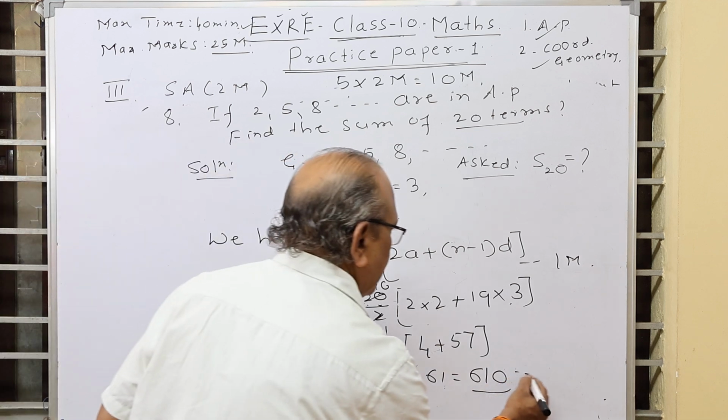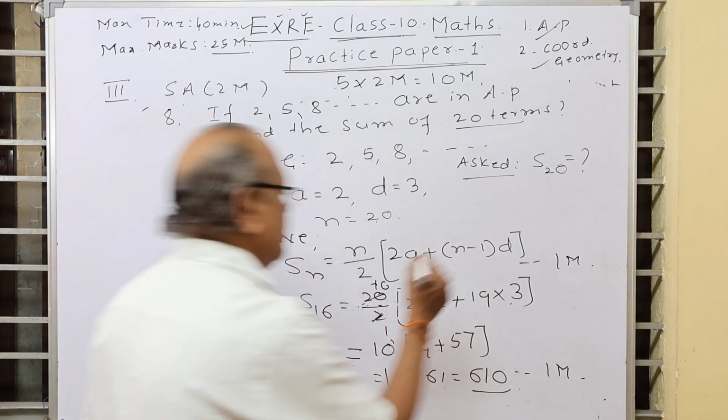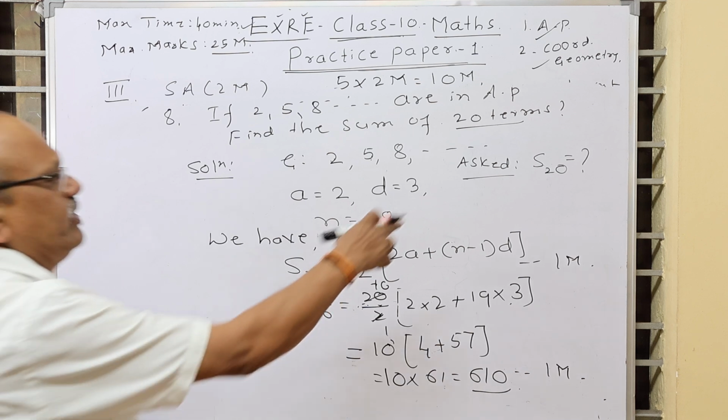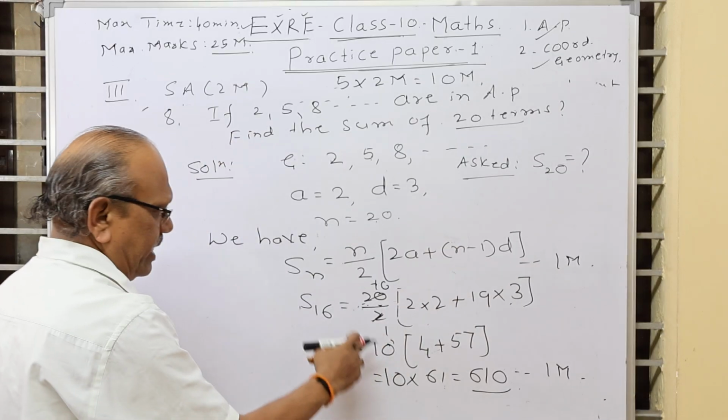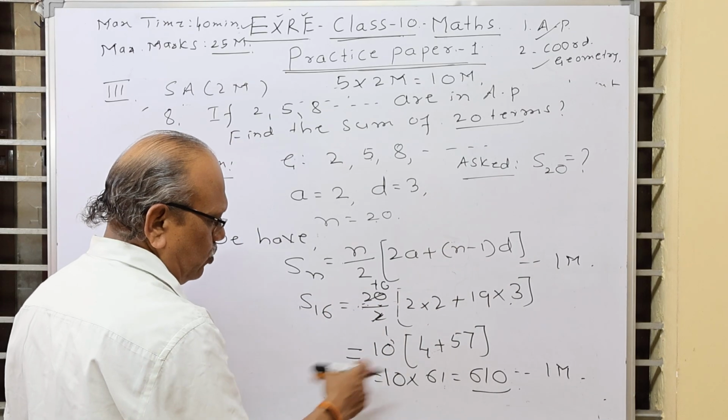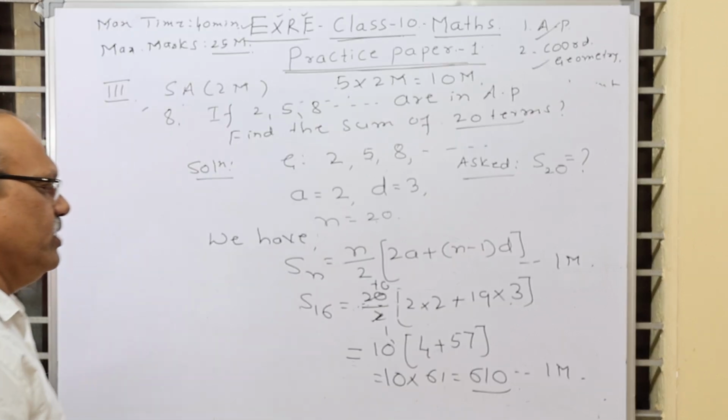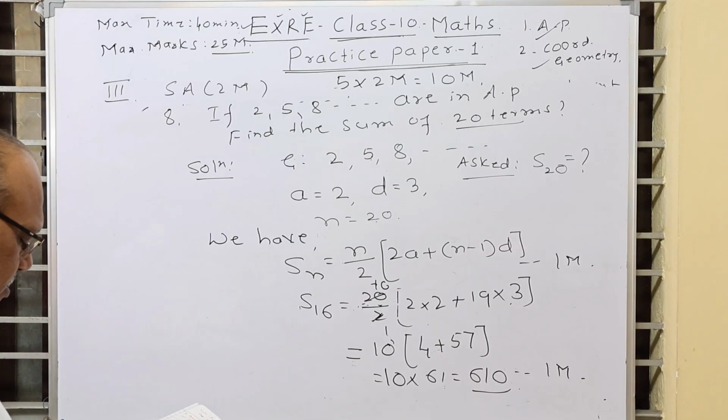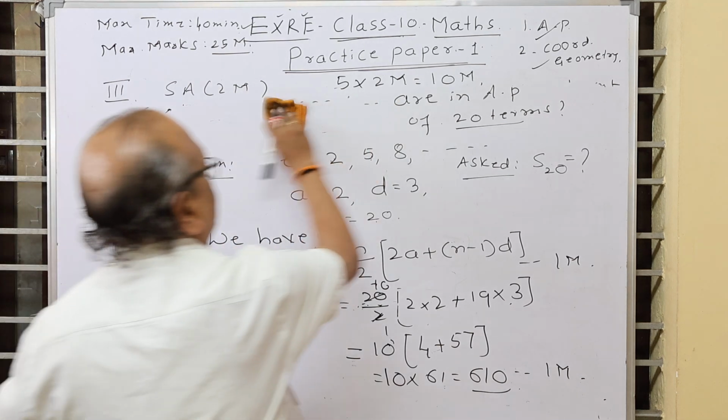For the calculation part, you will get 1 mark. For substitution, you will get 1 mark. You are asked to get S20. Substitute correctly. n is 20. 2 1s are 2, 2 10s are 20. You are getting 61 into 10, which is 610. That is the solution. See, another simple question. Let us move on to the 9th question.